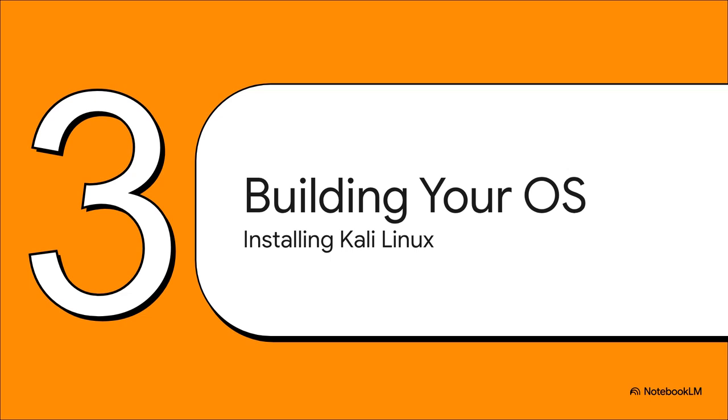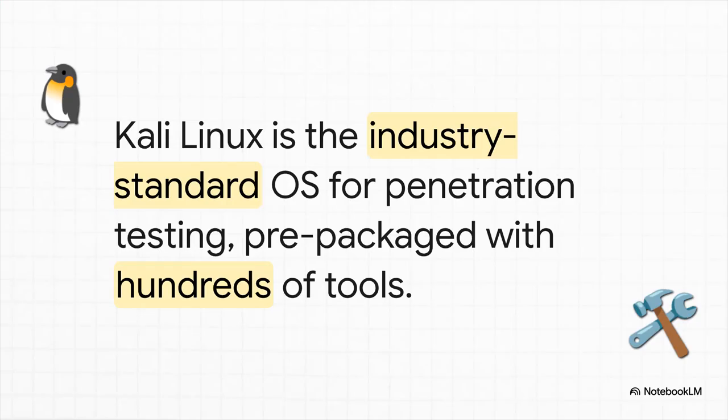Now it's time to give it a brain by installing an operating system. And when it comes to ethical hacking, there's really only one name you need to know. And that name is Kali Linux. It is the undisputed industry standard for security pros. You can think of it like a specialized Swiss Army knife of an operating system. It comes preloaded with hundreds of tools for testing, for research, for forensics, everything. It saves us a ton of setup time and lets us jump right into the good stuff.